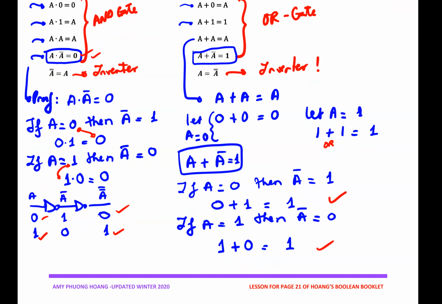Again, it's very simple to say that A equals the double complement of A. Because if you set A to be 0 and then you invert that signal twice, you get back to 0 again. So keep that in mind.